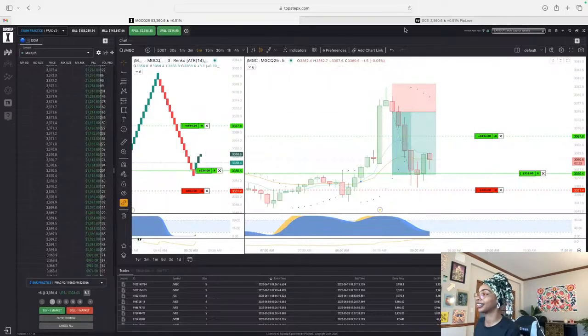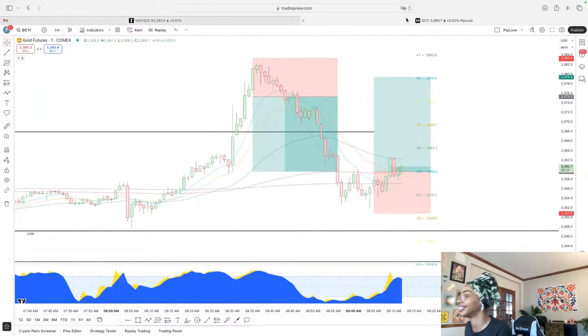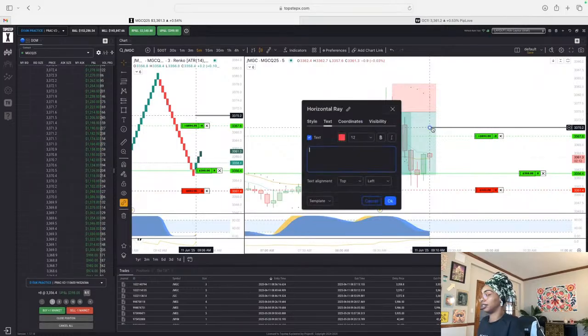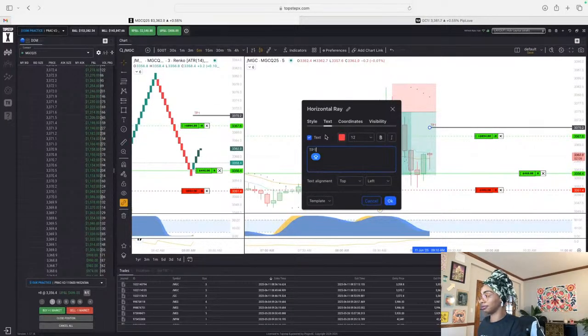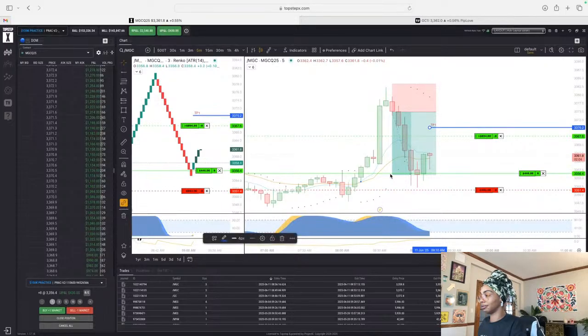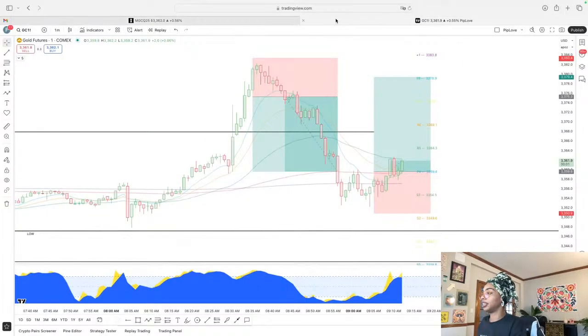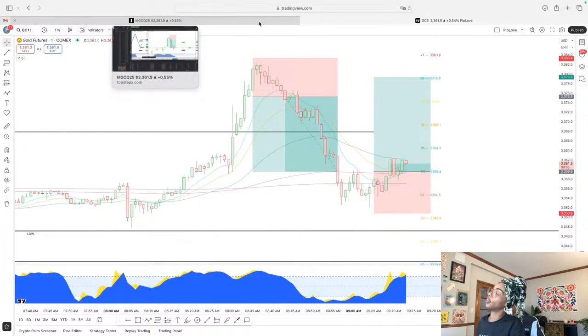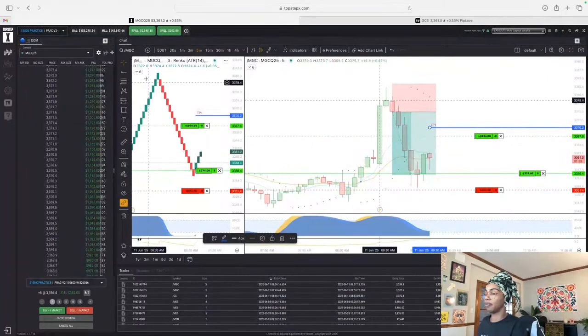Okay, so R6 off track. R6 is what? 3370. So I like to label these charts. So 3370, TP1. And then TP2 is going to be 3375. And then we have 3380. So we got a couple points here.